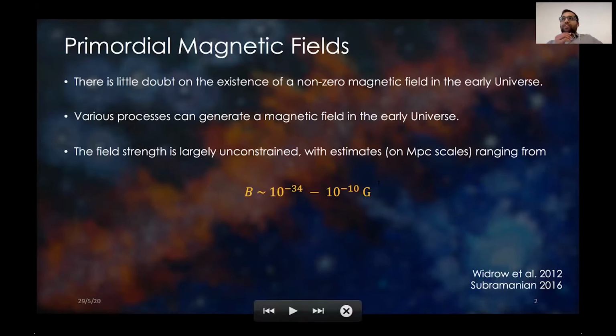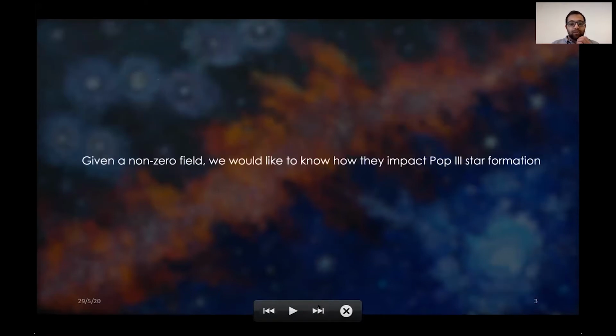So the question that we're trying to understand is, let's say we have some non-zero weak field in the early universe. We would like to know how it would impact population 3 star formation.